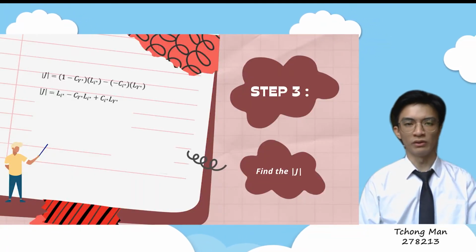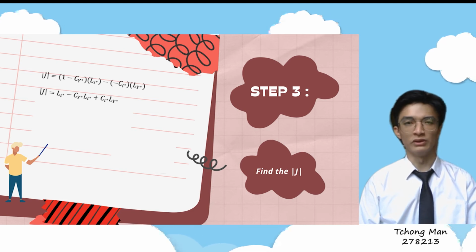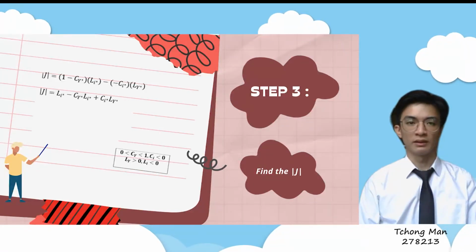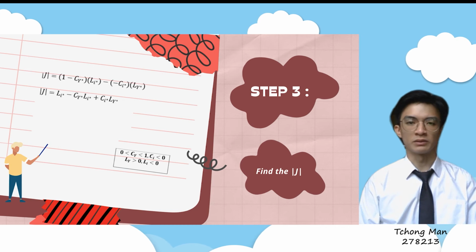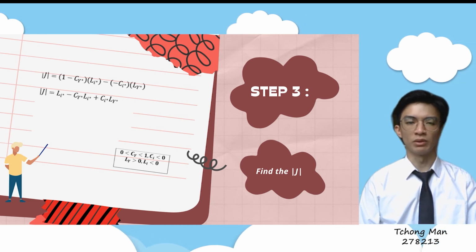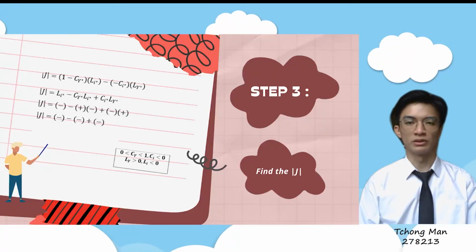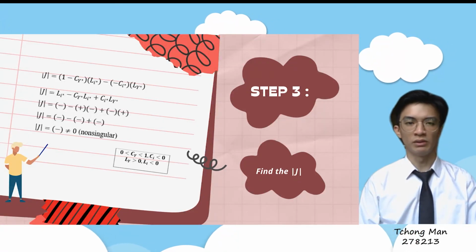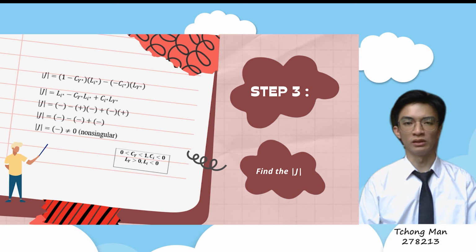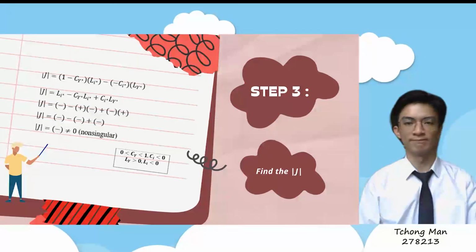In order to find the value of all these variables, we need to base on the restriction given. The restriction given is that Li star and Ci star must be negative values and Cy star and Ly star must be positive values. Therefore, after we substitute the values and solve it, we will get the determinant of J equals to a negative value, which is not equal to 0 and non-singular.